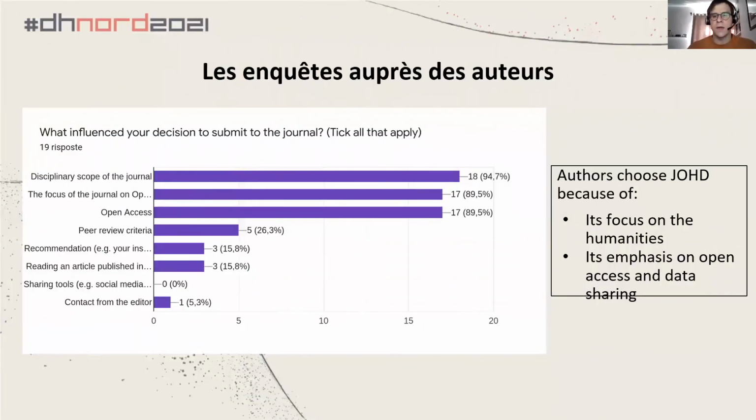JODE authors are asked to fill out a form to capture their impressions of the journal. In addition to the positive comments on the submission and peer review process, the form helped us to understand why authors choose this journal over others. One reason was the field of humanities in which JODE positions itself, and another was JODE's emphasis on open access and data sharing.